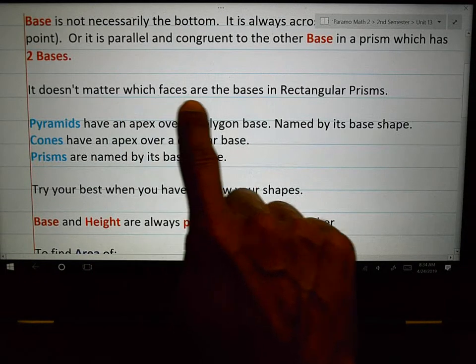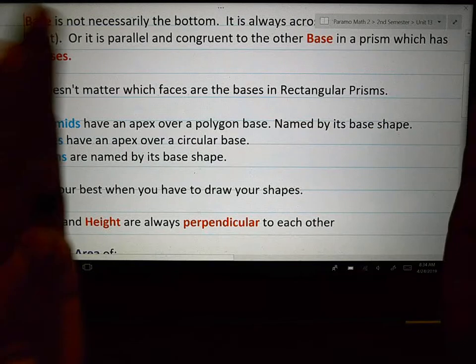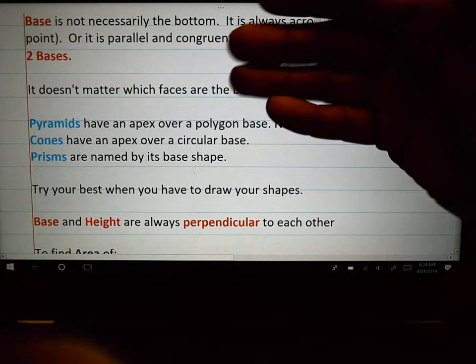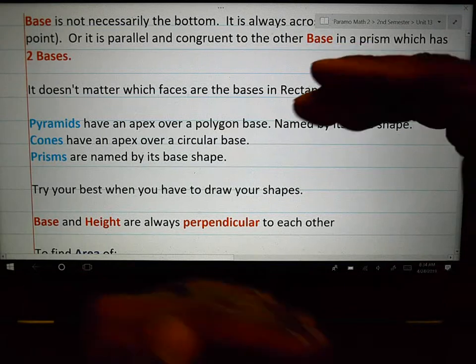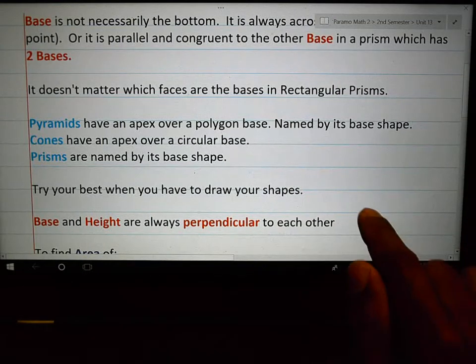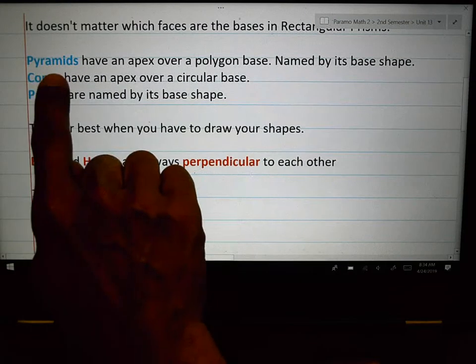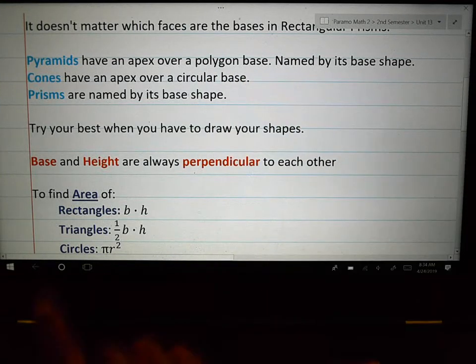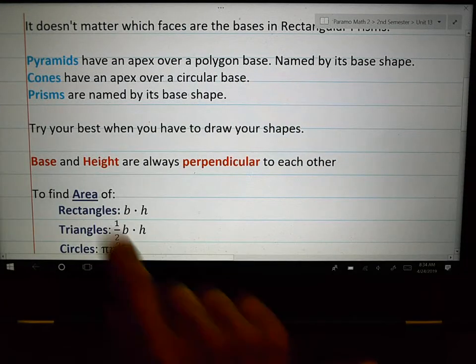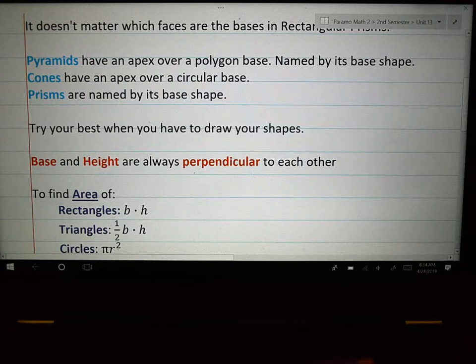It doesn't matter which faces are the bases in rectangular prisms, because if you're talking about a box, the base could be the front and the back. It could be the left side, the right side, or the bottom or the top, because they're parallel to each other. Pyramids have an apex over a polygon base, named by its base shape. Cones have an apex over a circular base, and prisms are named by their base shape as well.